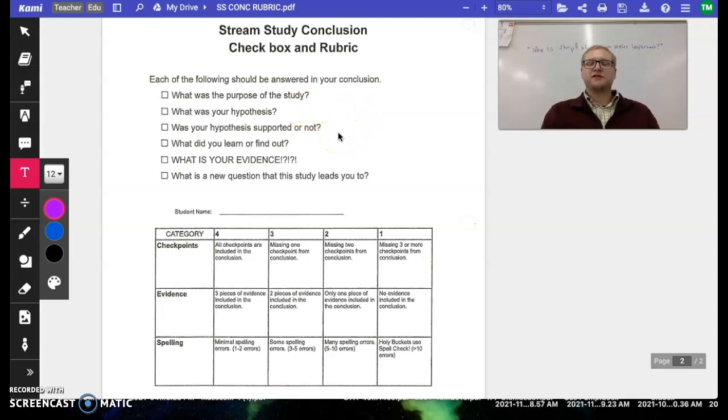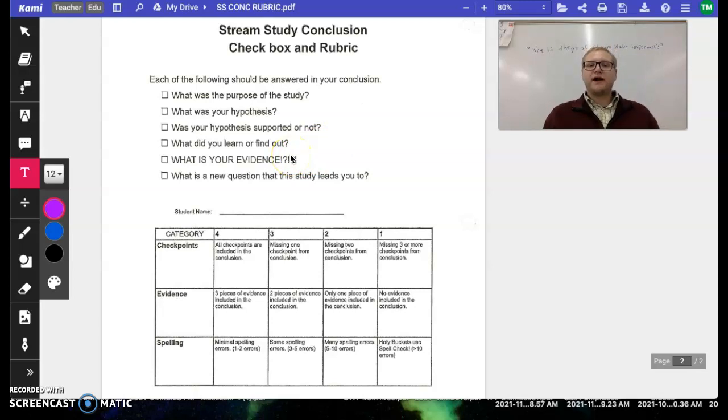Was your hypothesis supported or not? You should answer that question in a full sentence. You're using cups, you guys remember cups. Make sure you're answering this in a full sentence as well. Was your hypothesis supported? Was it not supported? It's okay if your hypothesis was not supported. That's not the point. The point is learning something.